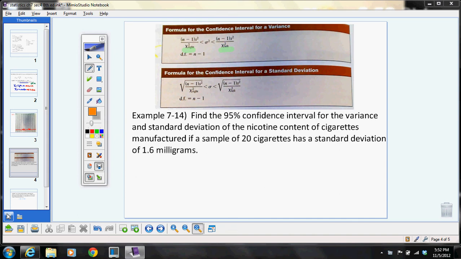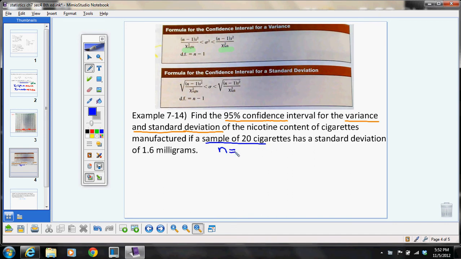Example 14, here's what it says. Find the 95% confidence interval for the variance and the standard deviation. Okay, so we're looking for both of them. We're just going to find the variance first, then take the square root, and we'll have the standard deviation. Of the nicotine content of cigarettes manufactured, if a sample of 20 cigarettes has a standard deviation of 1.6 milligrams. So we need to know the sample size.